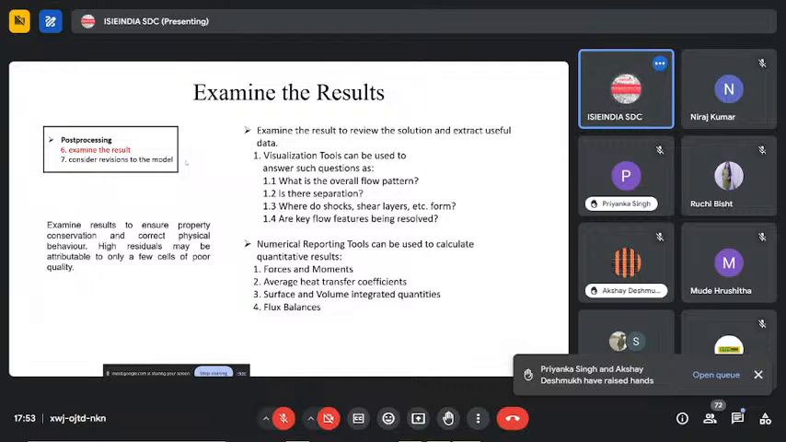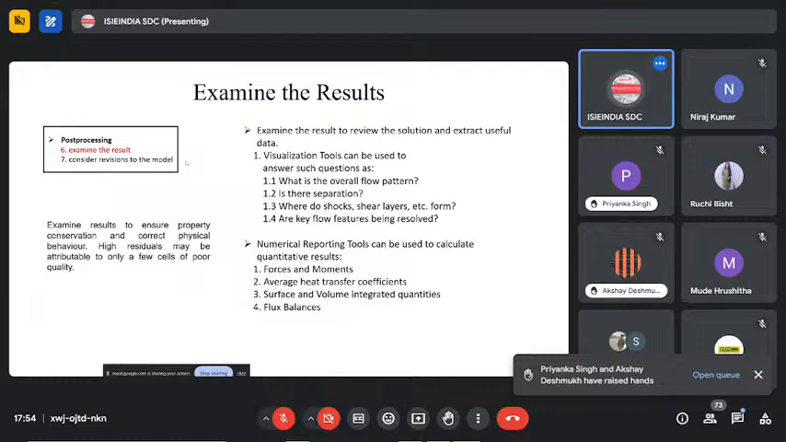So these are the steps we need to see: is there any separation or shocks, and are the flow features resolved. These are the questions we have to consider during the examination of the result.